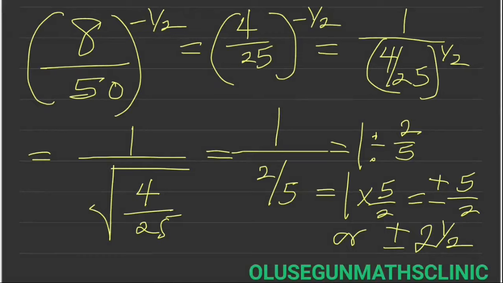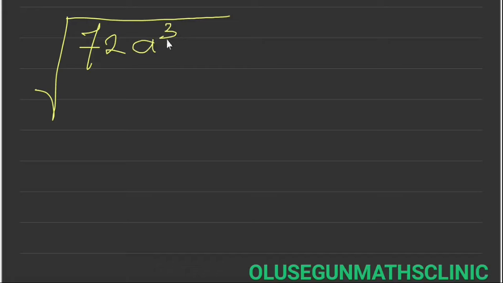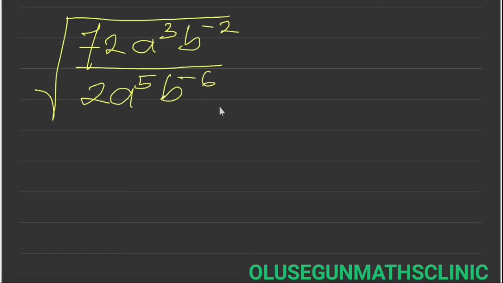So now let's have, for example, a question like: the square root of 72 a raised to power 3 b raised to power minus 2, divided by 2 raised to power 5 b raised to power minus 6. Now, being the square root, the first thing you do is this.